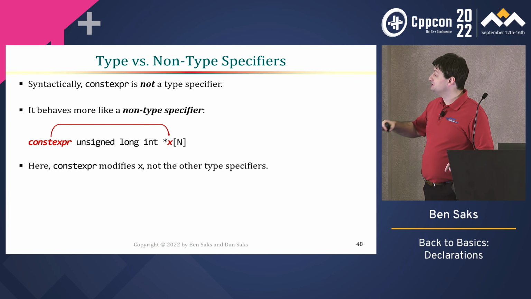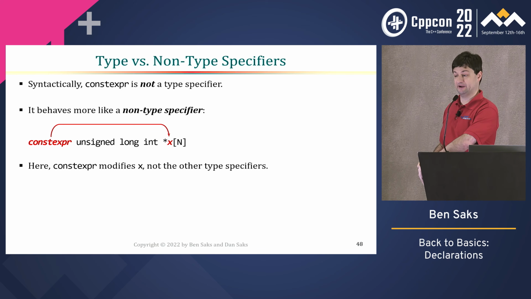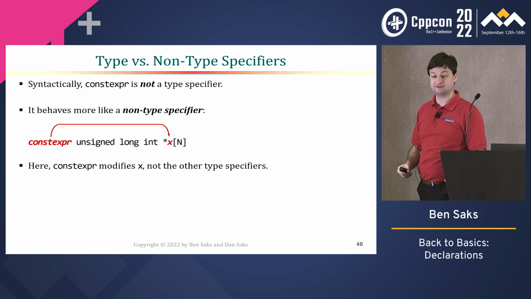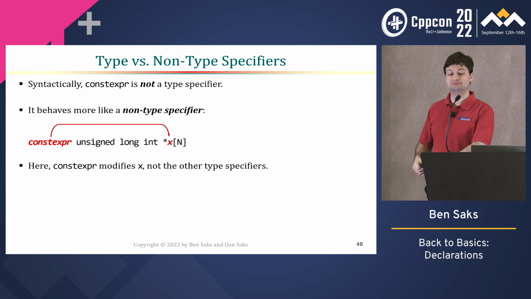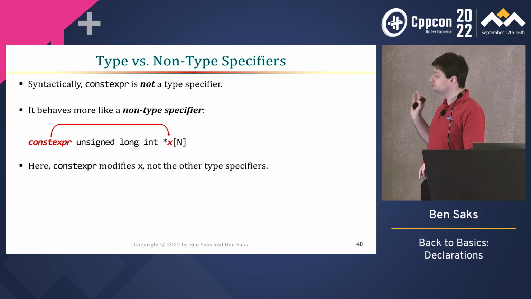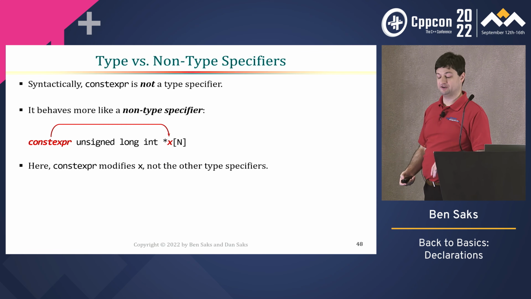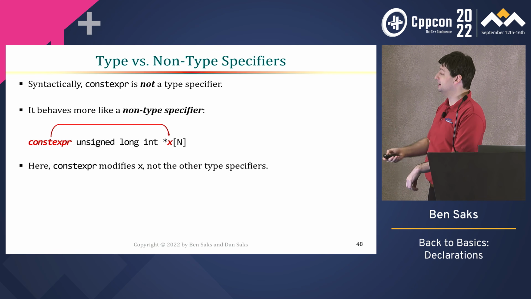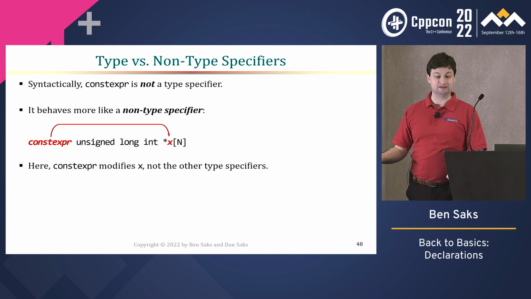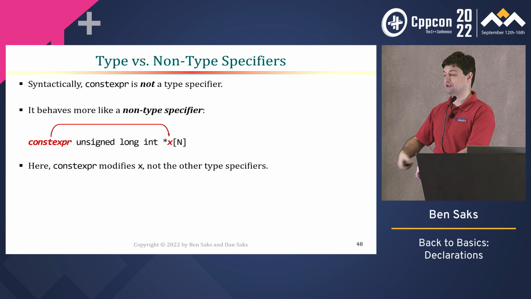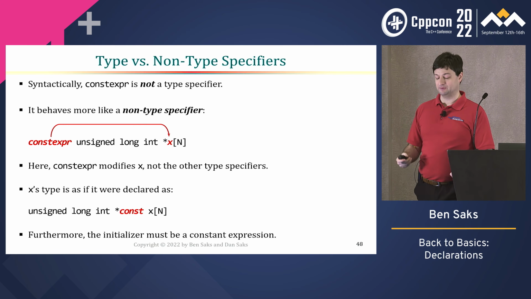So constexpr is not really a type specifier. It's a declaration specifier, but it's not a type specifier. It behaves more like the non-type specifiers like static. And typically we place those far off to the left. So that's what I tend to recommend doing as well. Again, we think of it more as if it's modifying x directly than contributing to the type of x and getting mixed in with the others.